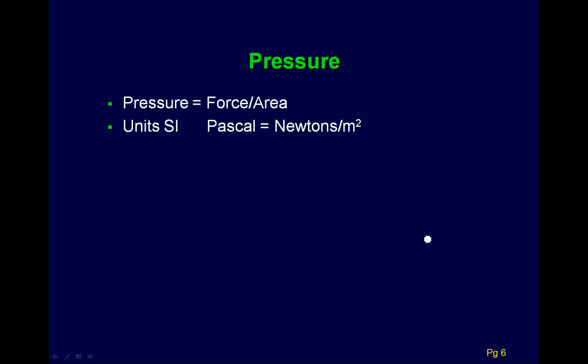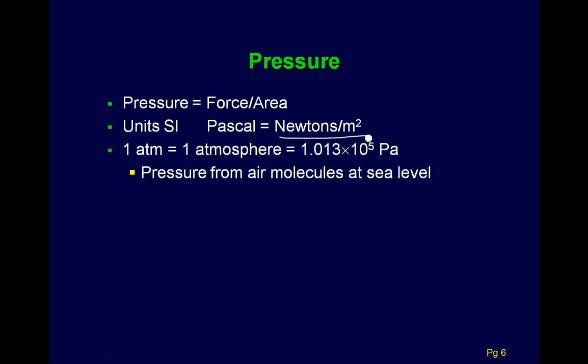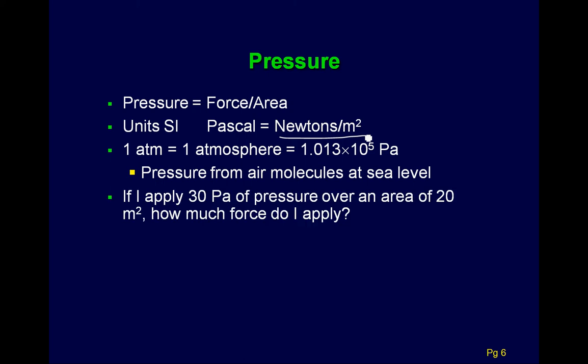All right, pressure. Pressure is force divided by area. The units are pascals, which is basically newtons per meter squared. Another unit we'll use a lot is 1 atmosphere. That's basically the pressure that we feel on the surface of the earth from the atmosphere, and that's about 1 times 10 to the 5th pascals, 1 and some change, the pressure from air molecules at sea level. As an example, if I apply 30 pascals of pressure over an area of 20 meters squared, how much force do I apply? Force equals pressure times area, so 30 pascals times 20 meters squared, and that would be about 600 newtons.